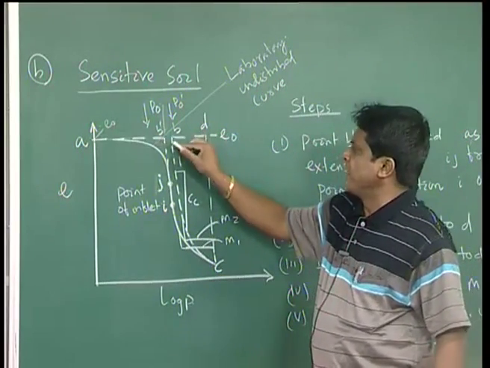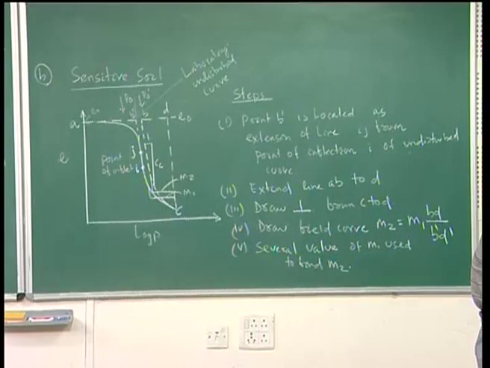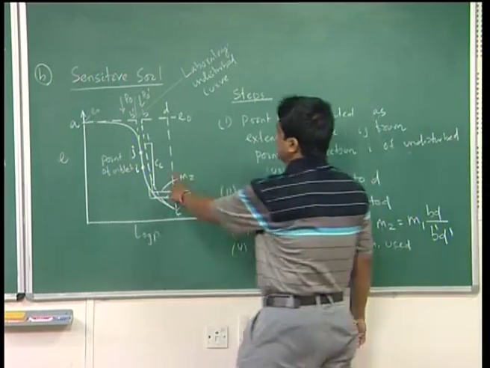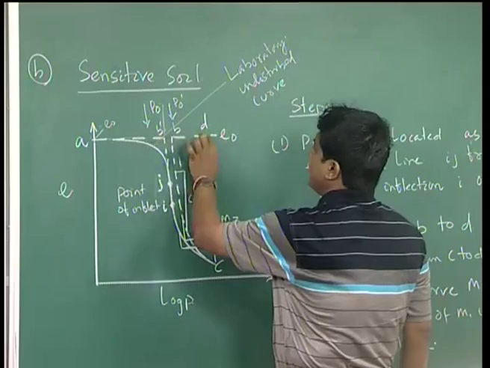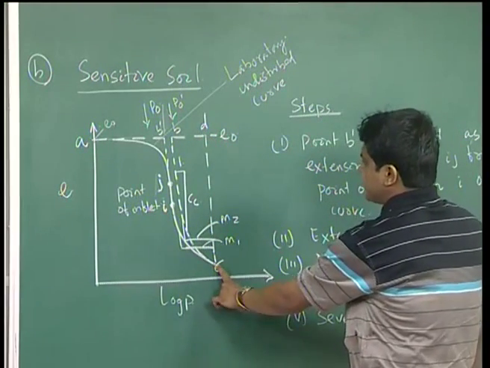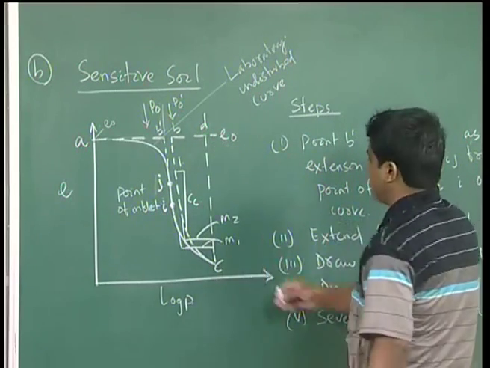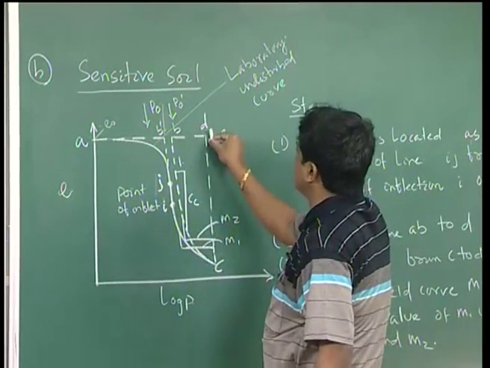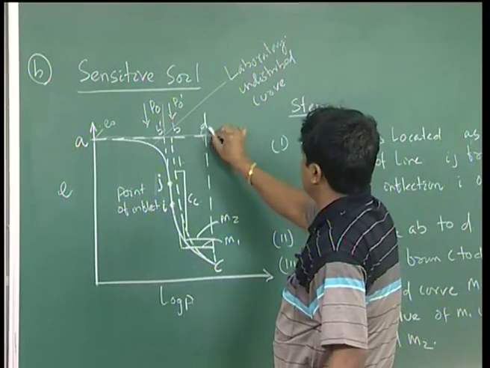With this E0 line, where it intercepts, extend line AB to D. Once it intercepts, you are getting line AB, so extend AB to D. How are you extending it to D? From this point C, draw a perpendicular line. Draw the perpendicular from point C, it goes here, where it intercepts AB, and here this is your point D.